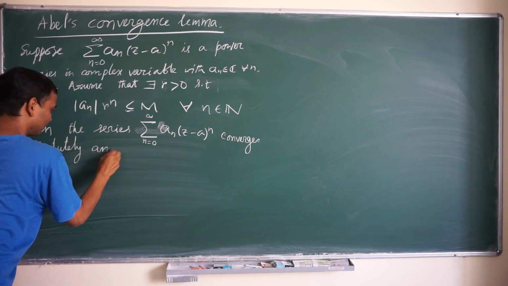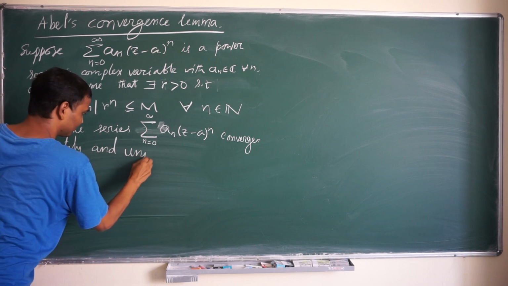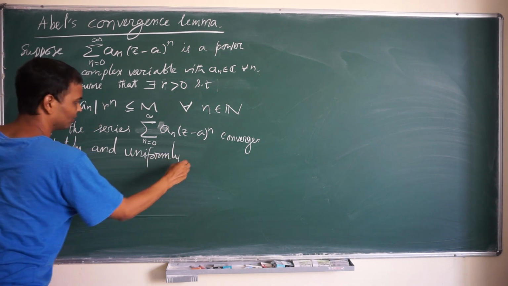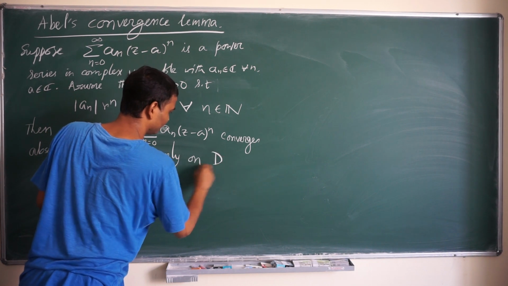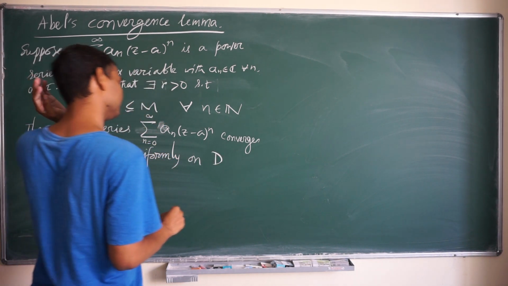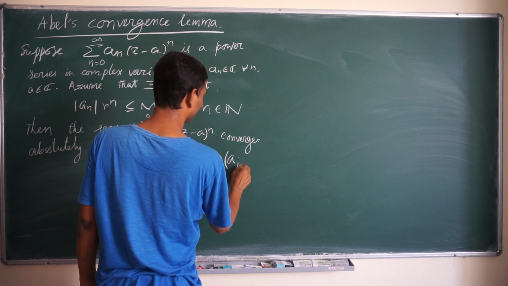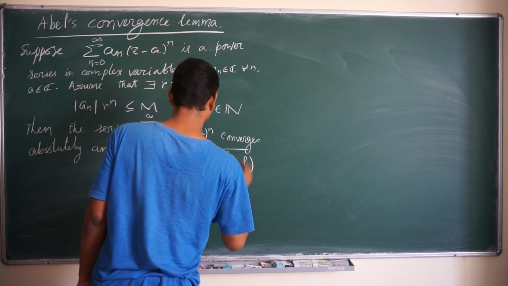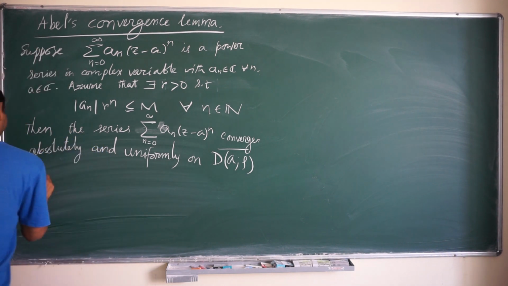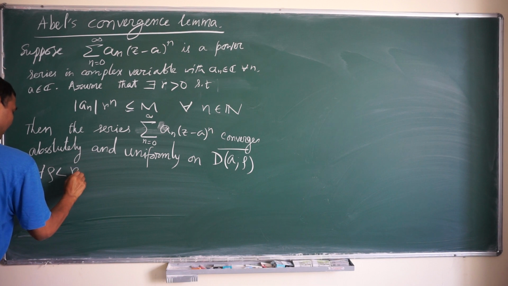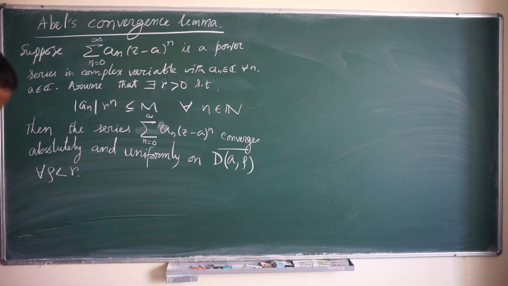and uniformly on the closure of the disk D(a, rho) for all rho less than r. Alright?